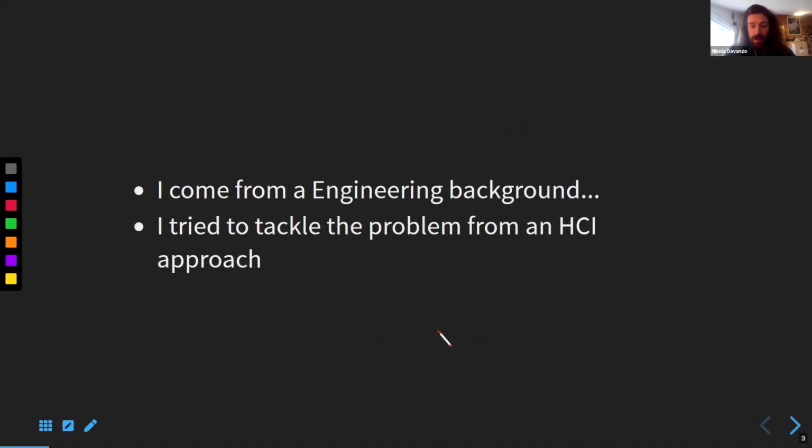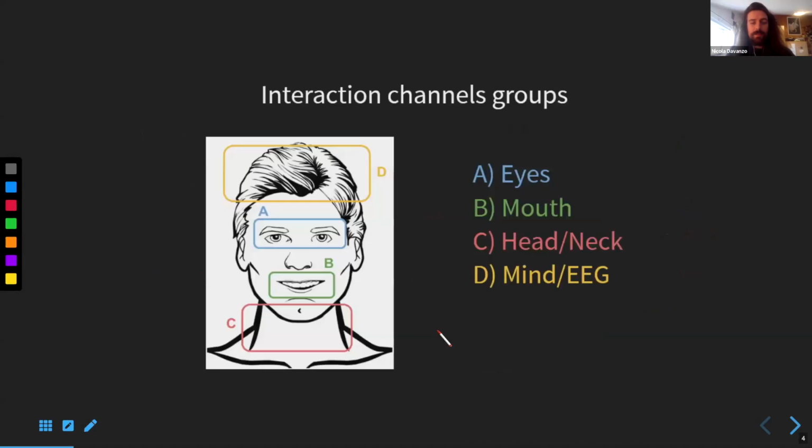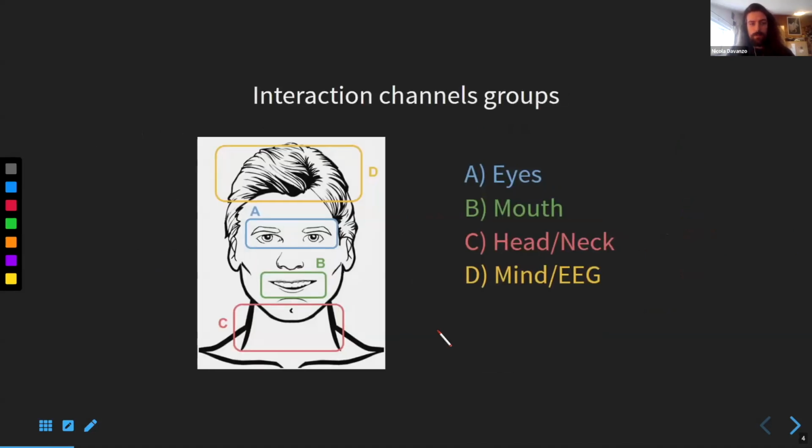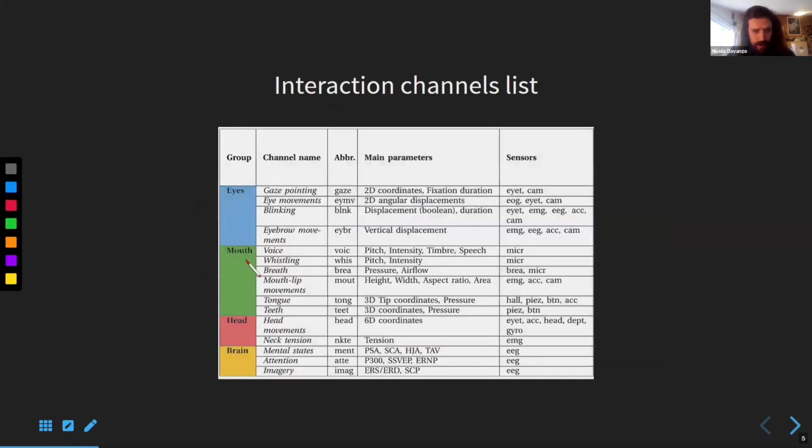I come from an engineering background, so I try to tackle the problem from a human-computer interaction approach. The first thing that I did was to look at all the interaction channels available for a quadriplegic musician. I divided them into 4 categories: the eyes area, mouth area, head and neck area, and mind area. And I made this list. You can see the 4 groups, and for each group a list of specific channels.